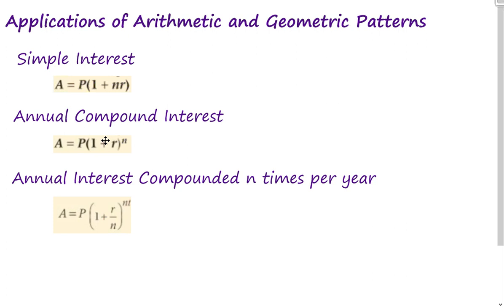And then the last one is annual interest, but now it's being compounded a certain number of times a year. So instead of getting interest at the end of the year, instead of getting that raise once a year, you get interest every month. You get interest every quarter. You could get interest every day. But it's still a set amount of interest over the entire year. But now what we're doing is we're breaking it apart.